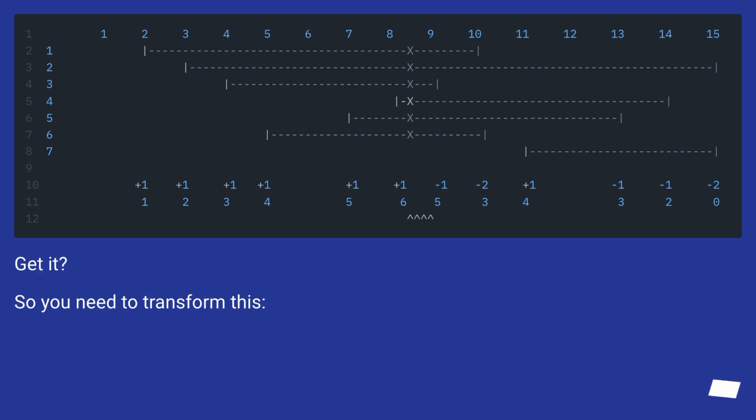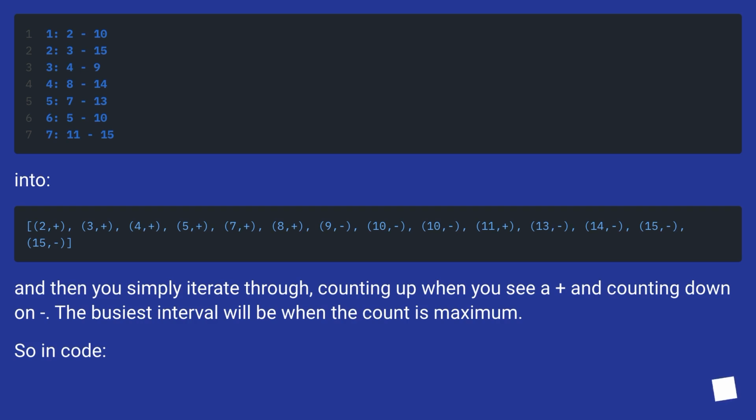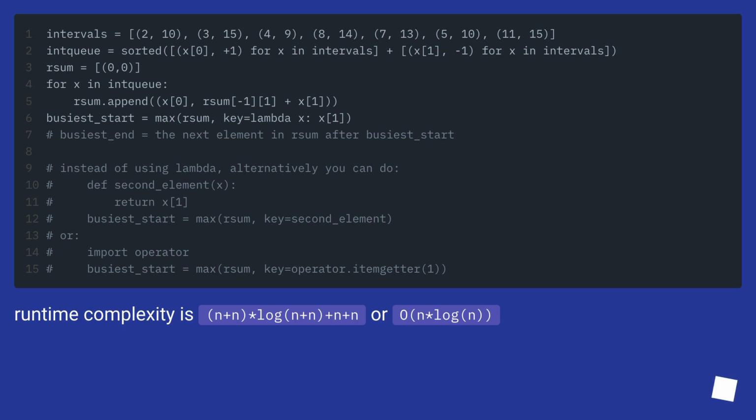Get it? So you need to transform this into this, and then you simply iterate through, counting up when you see a plus and counting down on a minus. The busiest interval will be when the count is maximum. So in code, the runtime complexity is n plus n log n plus n plus n plus n, or O(n log n).